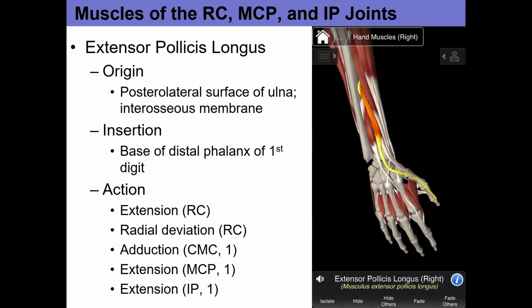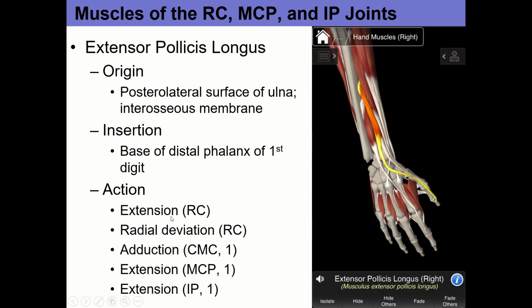So in terms of its origin, the posterolateral surface of the ulna and the interosseous membrane, which we've already talked about, it inserts on the base of the distal phalanx of the first digit. For these next 3 muscles, what we're effectively doing is working from a distal insertion to a proximal insertion. So extensor pollicis longus, you see the belly up here, and it inserts all the way down here on the distal phalanx. Because it inserts on the distal phalanx, it crosses the radiocarpal joint, crosses the carpometacarpal, crosses the metacarpophalangeal, and then crosses the IP joint. So it has actions at each.